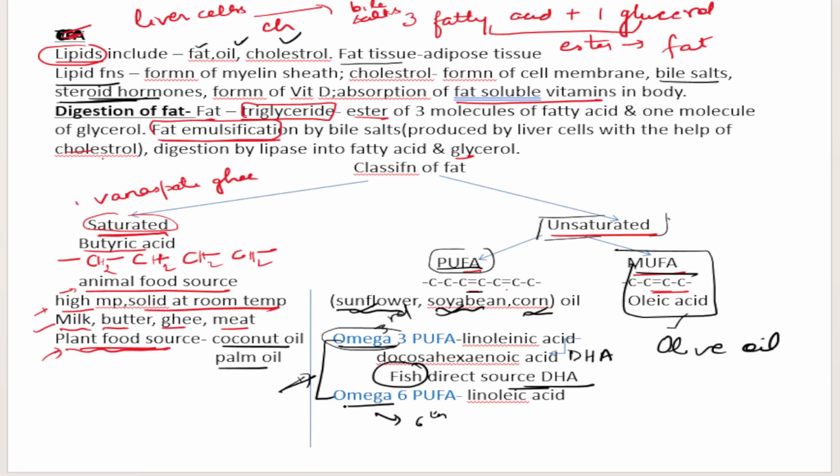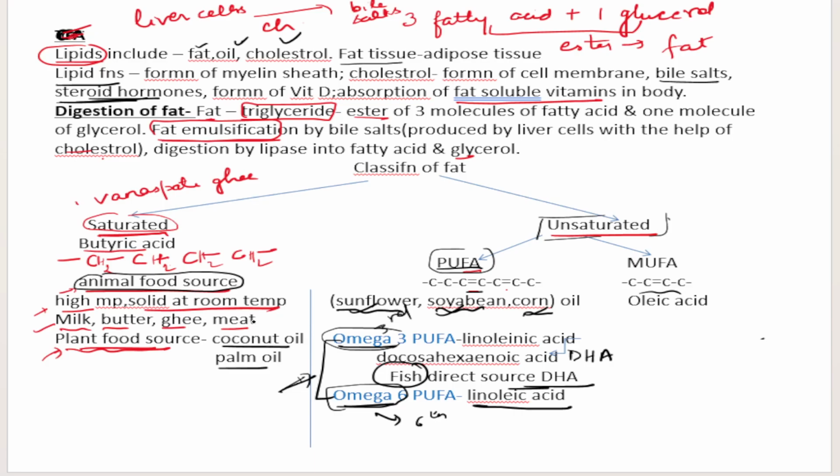Then omega-6 polyunsaturated acid, an example is linoleic acid. Then monounsaturated fatty acid, an example is oleic acid. In monounsaturated fatty acid, there is only one double bond, while in polyunsaturated fatty acids, there is more than one double bond. Then about the saturated fats. Saturated fats are mainly obtained from animal food sources like milk, butter, ghee, and meat, and they have single bonds between the carbon atoms, and they can also be obtained from plant food sources like coconut oil and palm oil.